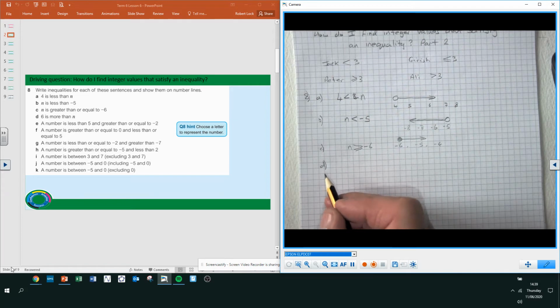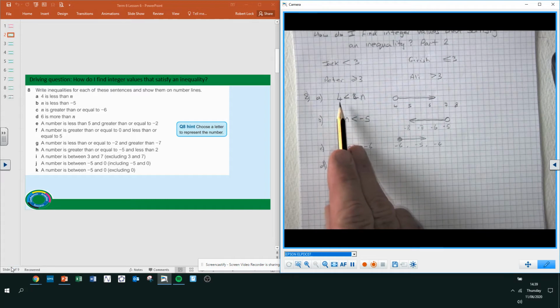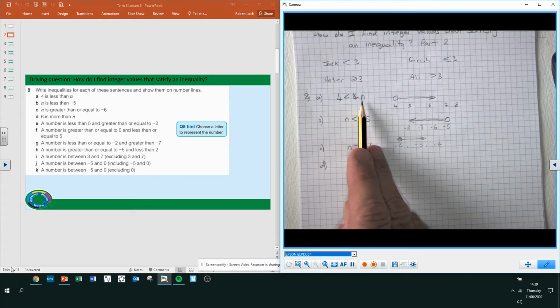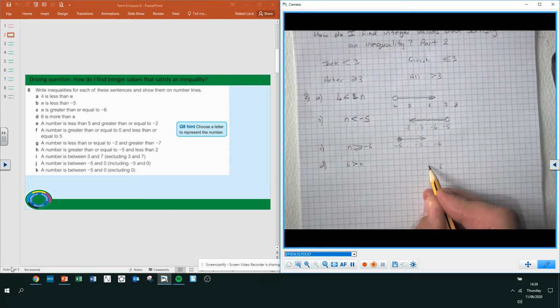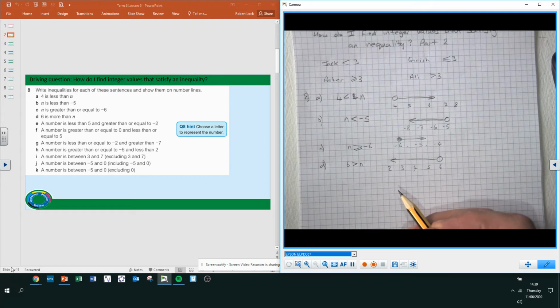D. 6 is more than n. We had one of these up here. We had 4 less than n. Now we've got 6 is more than n. So n is smaller than 6. 6, 5, 4, 3, 2. Open because it's not equal. Downwards.